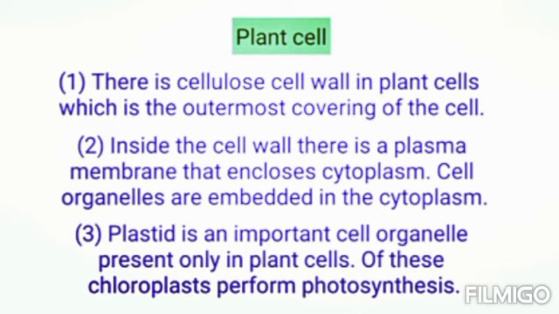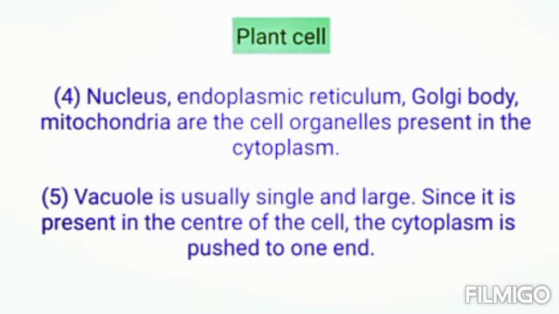Four, nucleus, endoplasmic reticulum, Golgi body, mitochondria are the cell organelles present in the cytoplasm. 5. Vacuole is usually single and large. Since it is present in the center of the cell, the cytoplasm is pushed to one end.